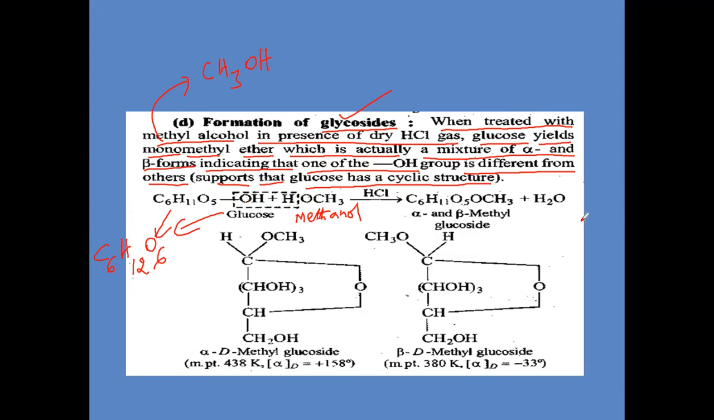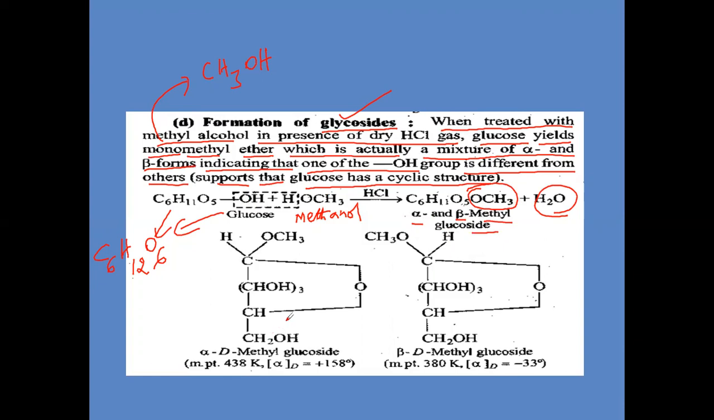OH and H will form H2O. Then this OCH3 group, that is the methoxy group, will be substituted in the place of OH. In place of OH, CH3O has come. Alpha and beta forms, both will be present here. So it is alpha, beta methyl glucoside. It is glucoside formation or glycoside formation.